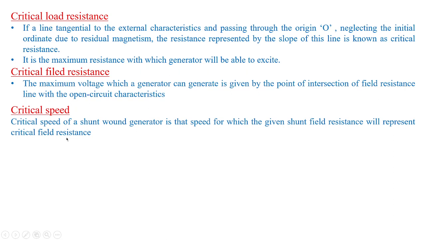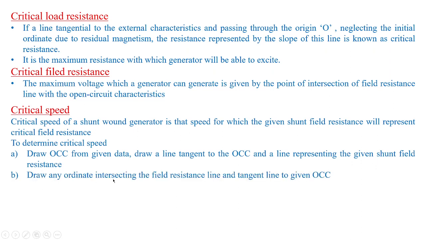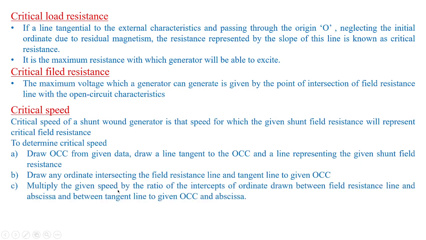We are going to understand this concept better when we draw the graph for given values of a machine: how to draw this OCC curve, how to obtain the critical resistance, and how to obtain the critical speed. This is our point of interest. To determine the critical speed, we need to draw the OCC graph, a line tangent to the OCC graph, and also a line representing the shunt field resistance. Then draw any ordinate intersecting the field resistance line and the tangent line to the given OCC. Then multiply the given speed by the ratio of the intercepts of the ordinate between the field resistance line and the abscissa, and between the tangent line to the given OCC and the abscissa.